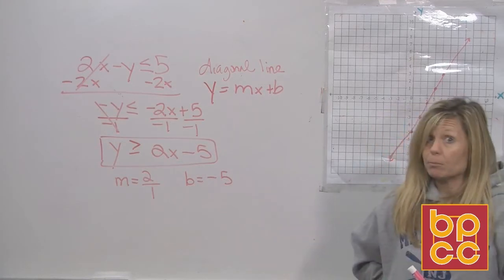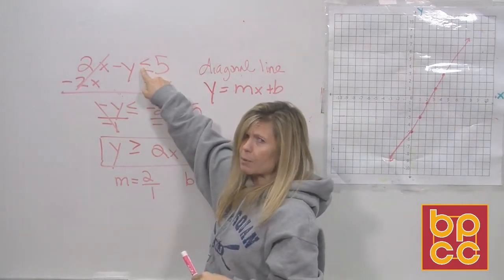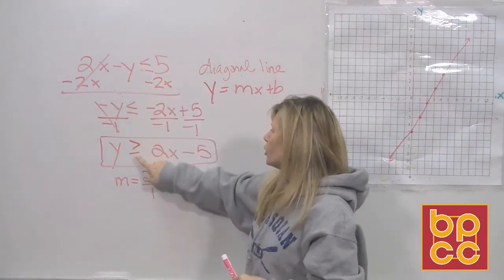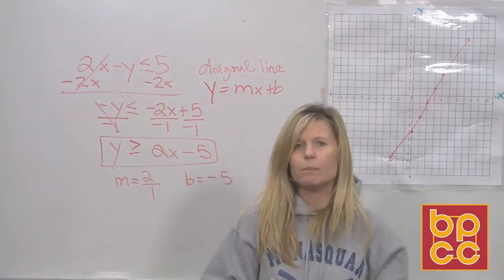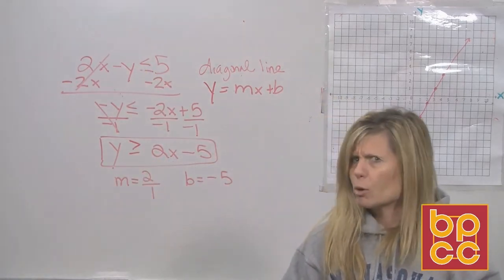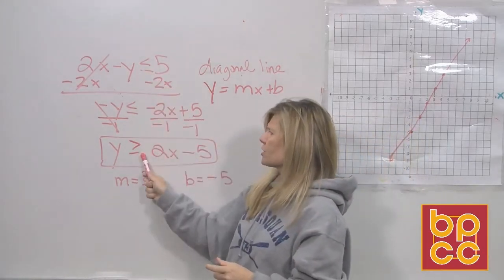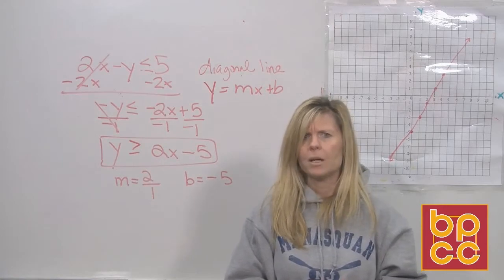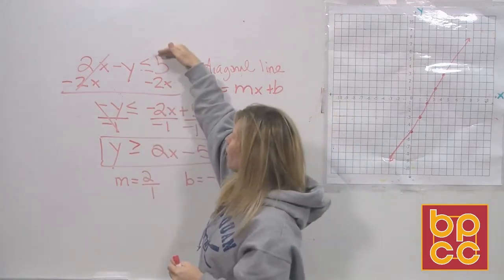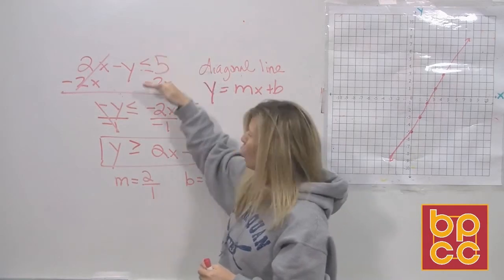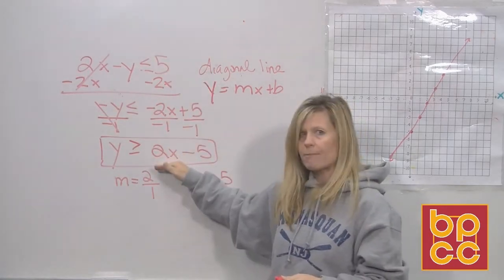Now we got a problem. The original symbol was less than. Well, less than would mean down. The new symbol in slope-intercept form is greater than. Greater than would mean up. So which one do you use? Do you use the original symbol or do you use the symbol in slope-intercept form? Use your common sense. Did you use the original inequality to graph or did you use the slope-intercept form to graph? You used the slope-intercept form.